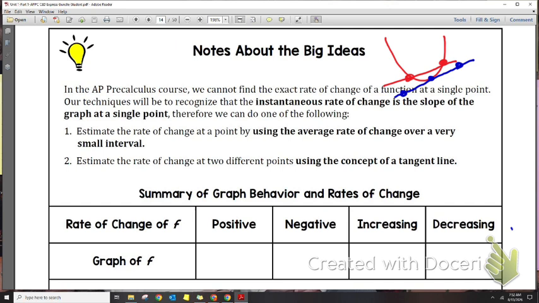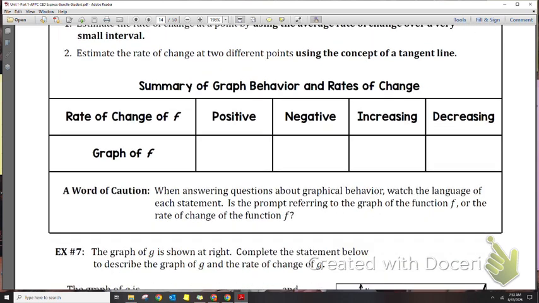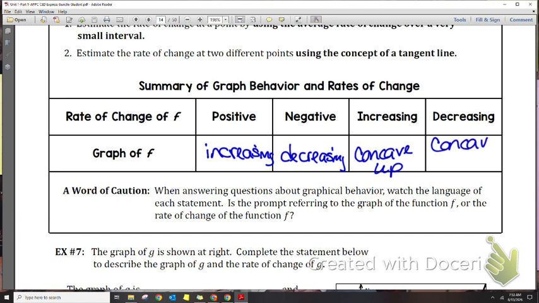All right, so continuing on then. A summary of the graph behavior and the rates of change. If the rate of change of f is positive, then we know that our graph is increasing. And if it's negative, it's decreasing. Now, if the rate of change is increasing, that means our graph is concave up. And if it's decreasing, our graph is concave down.